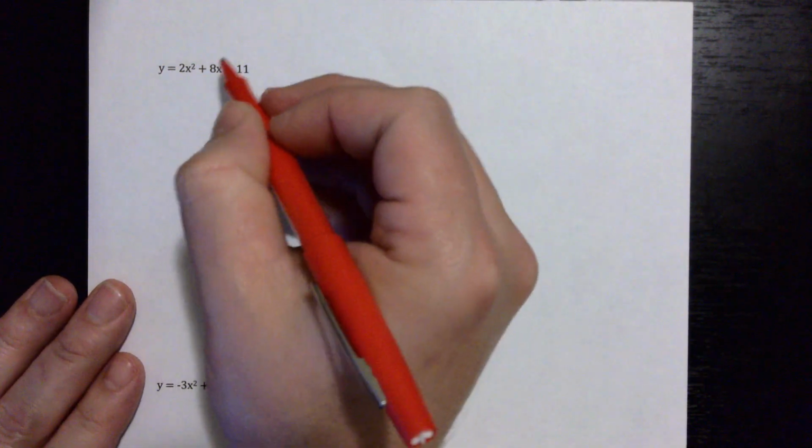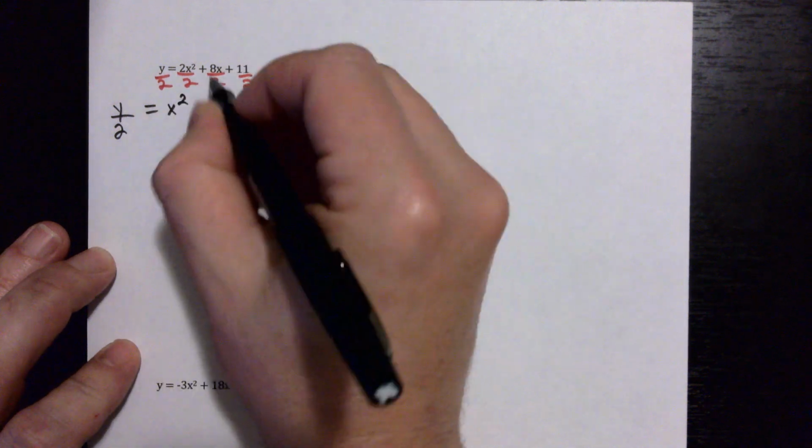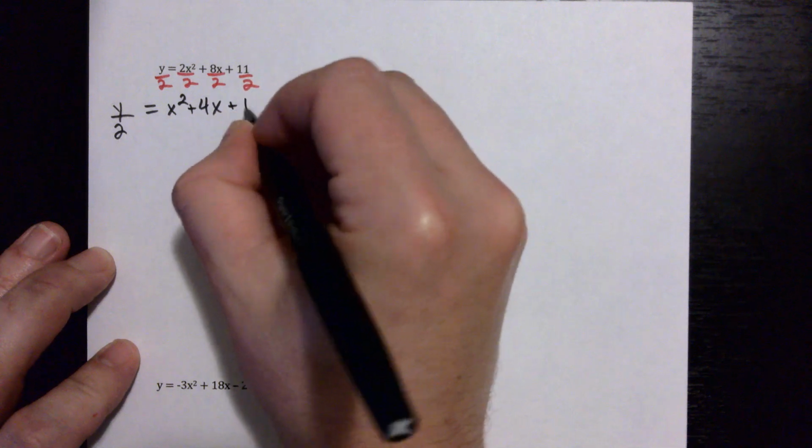On this one, we are going to have an a out front that is not equal to 1. So we have to add an extra step. I can either divide everything by 2 now or move the 11 over and then divide. It doesn't matter. Let's just go ahead and divide to get it out of the way, because I know I'm going to have to. So I divide every term by 2. That gives me y over 2 is equal to, let's see, that cancels and gives you x squared. This will give you 4x, and that's just 11 over 2.